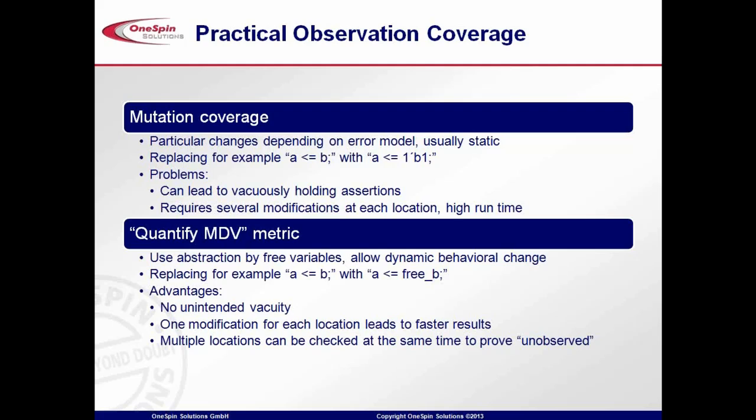In our solution, which is called Quantify, our metric-driven solution tries to replace our example, A gets the value of B, with A gets the value of some signal, some value. And then when you mutate it, you cannot have any vacuities. And the good thing is that you can trigger multiple locations and have faster results.